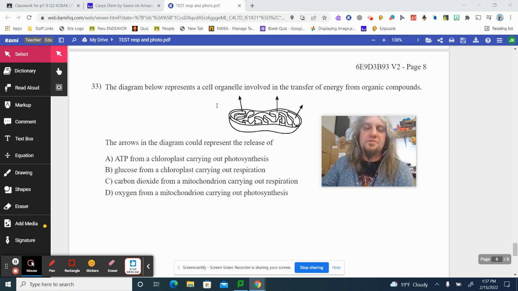33. The diagram below represents a cell organelle involved with the transfer of energy from organic compounds. There's that picture, and there's arrows shooting out of it. The arrows in the diagram could represent the release of A, ATP from a chloroplast carrying out photosynthesis, B, glucose from a chloroplast carrying out respiration, C, carbon dioxide from a mitochondrion carrying out respiration, D, oxygen from a mitochondrion carrying out photosynthesis.